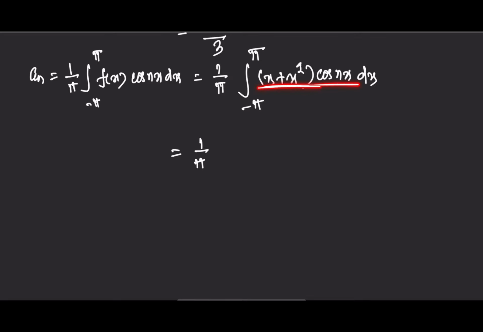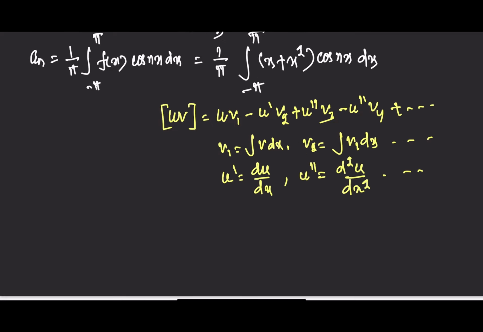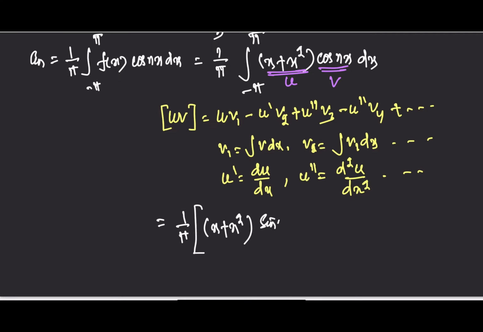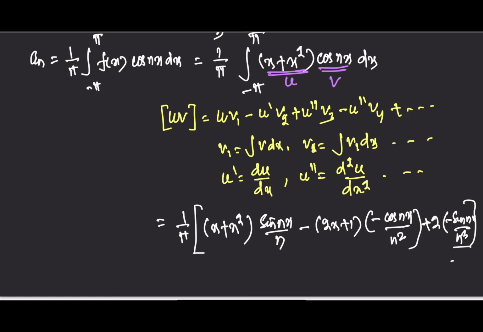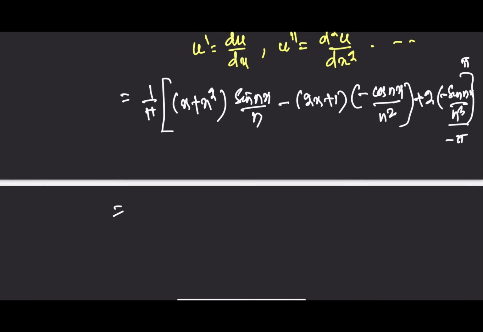for this kind of integration we use the UV formula. Okay, that is, for this take x plus x square as u and cos nx as v. Okay, equals to 1 by pi, here you can see the term containing sine function becomes 0 after putting the upper limit and lower limit. You can check it by yourself. So only second term exists.